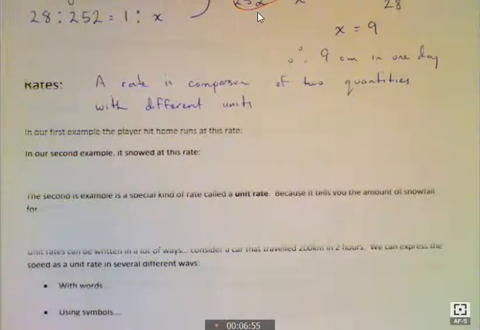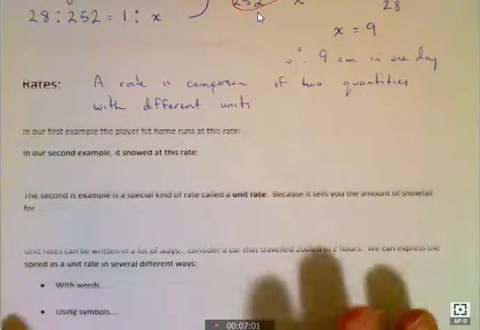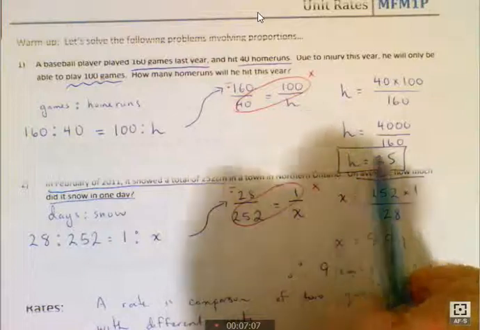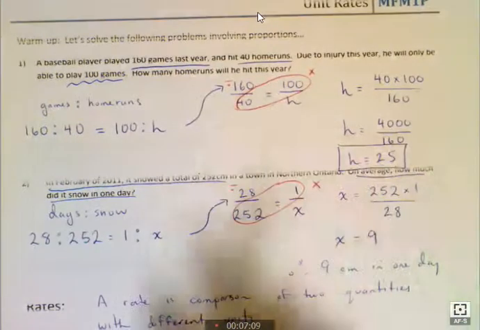If we go back to our first example, what we found by calculating H in our first example is that this player hits 25 home runs in 1 year. That's a rate.